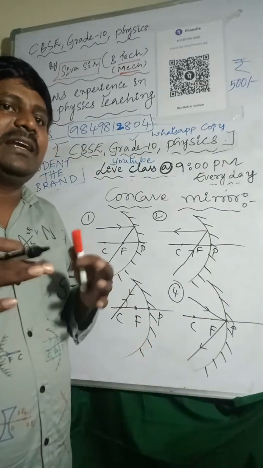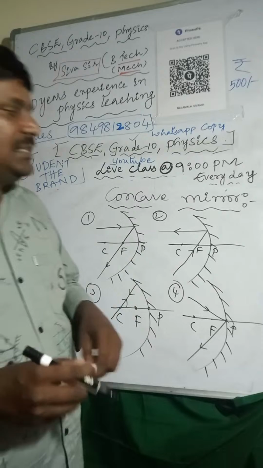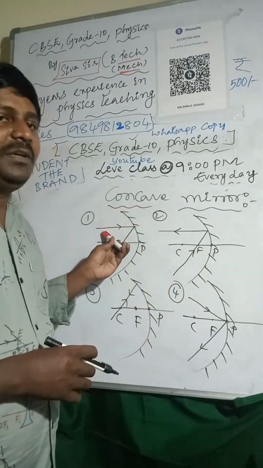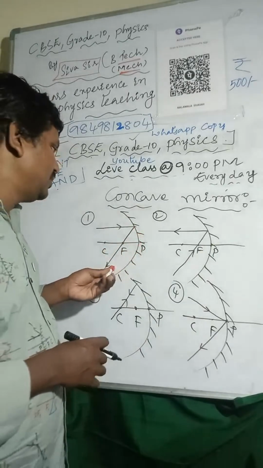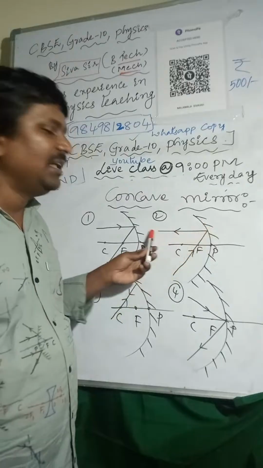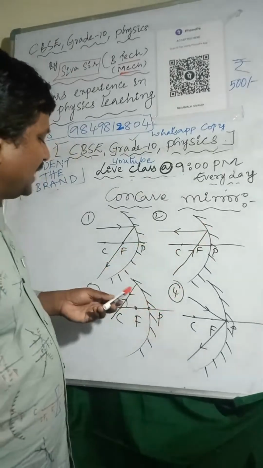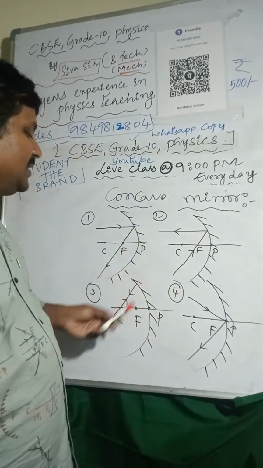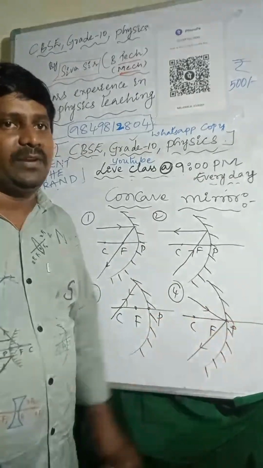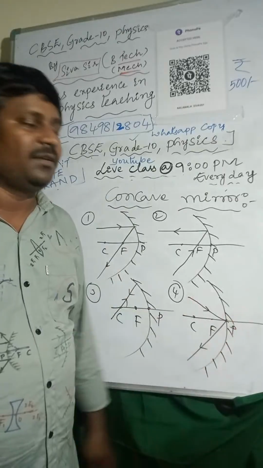So these are the ray rules of concave mirror. If the light ray is coming from infinity, after reflection it passes through the focus. If the light ray is passing through the focus, after reflection it moves towards infinity. If the light ray is passing through the center of curvature, it retraces its original path. If the light ray is incident at the pole, it reflects back.